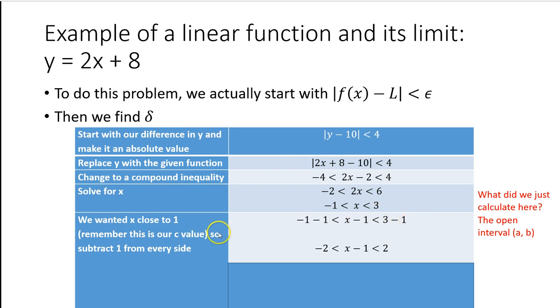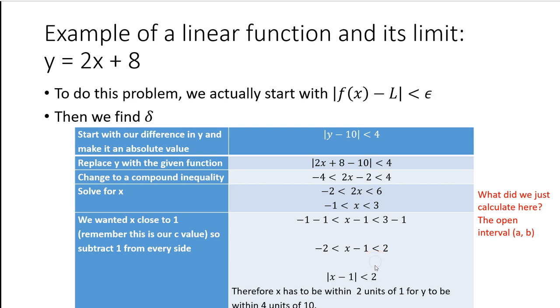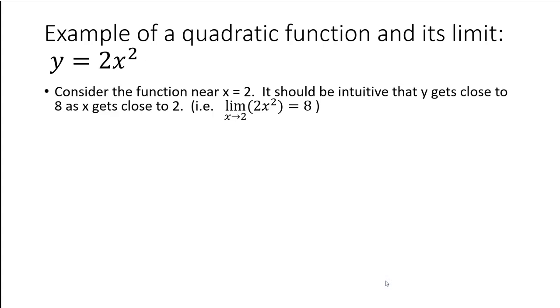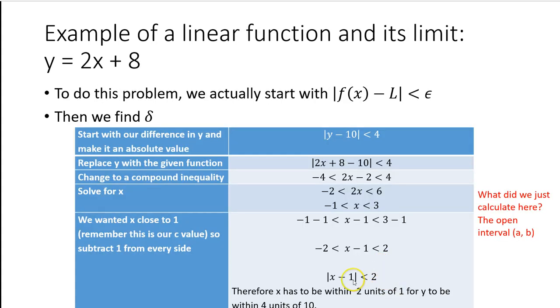Basically, on this step, we're centering our entire argument around the c value. We're subtracting c from everything. This now gives us negative 2 less than x minus 1 less than 2. We can rewrite this as an absolute value inequality, and therefore we get our delta. This is our delta, okay? Delta is 2 in this case.